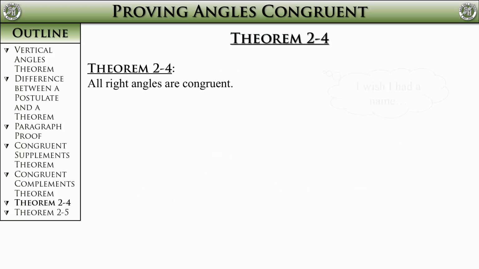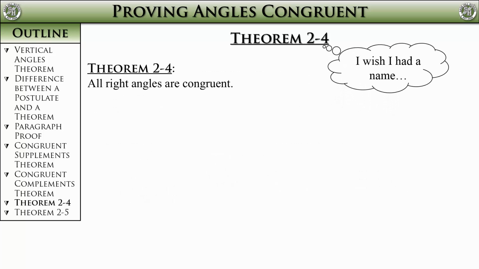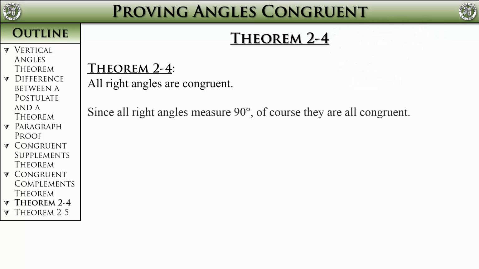So there's theorem 2-4. All right angles are congruent. That seems pretty obvious, right? Since all right angles measure 90 degrees, of course they are all congruent. About the only good thing about this theorem is it is perfect for a beginner proof. We're going to prove that later on.